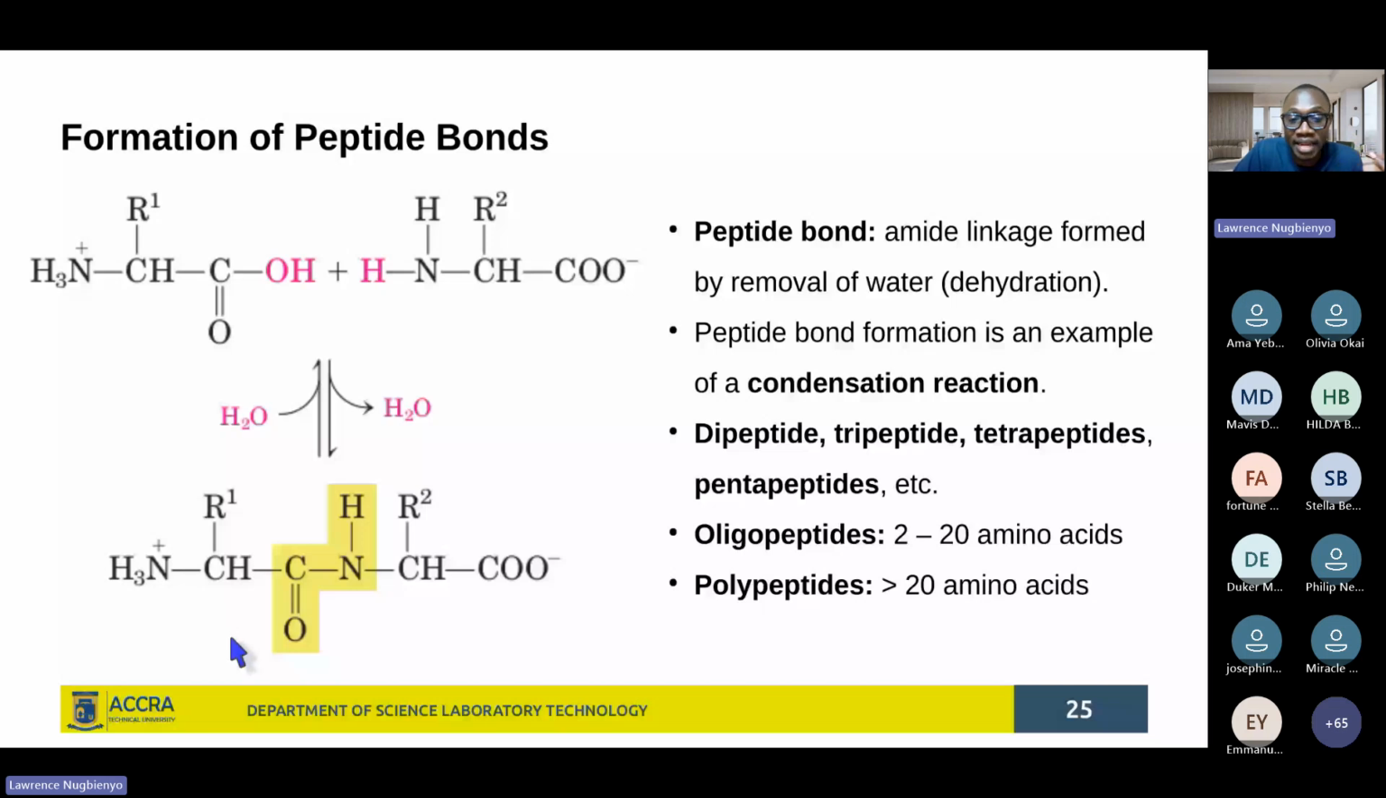You can have a pentapeptide, hexapeptide, heptapeptide, and so on. And usually you have what we refer to as oligopeptides. So what we refer to as a dipeptide, all the way up to peptides with 20 amino acids in them, are grouped as oligopeptides. And if you have a protein chain which is having more than, say, 20 amino acids in it, that is being referred to as a polypeptide.